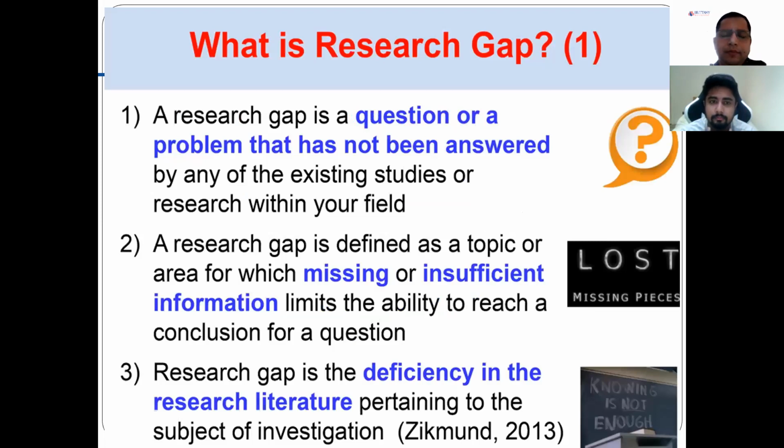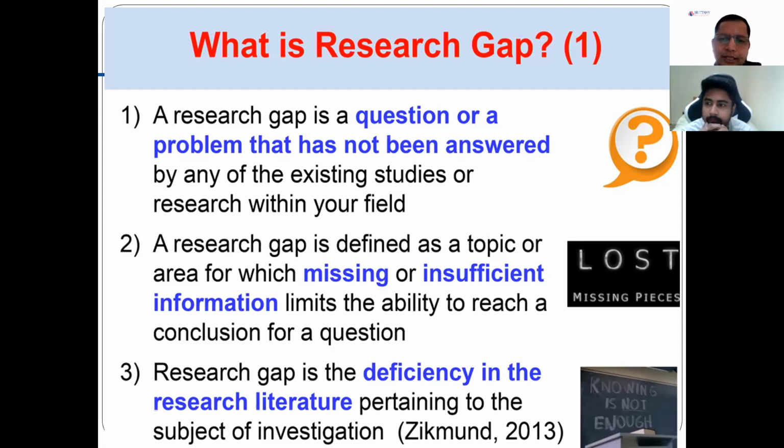Yeah. Now, in order to find the research problem or problem statement, we need to find out what a research gap is. Perhaps the problem you have just now explained to me, no one has looked into how to increase the customer satisfaction in your organization or the complaints that you've been receiving. So a research gap is a question or problem that has not been answered yet by any of the existing studies or research within your field.